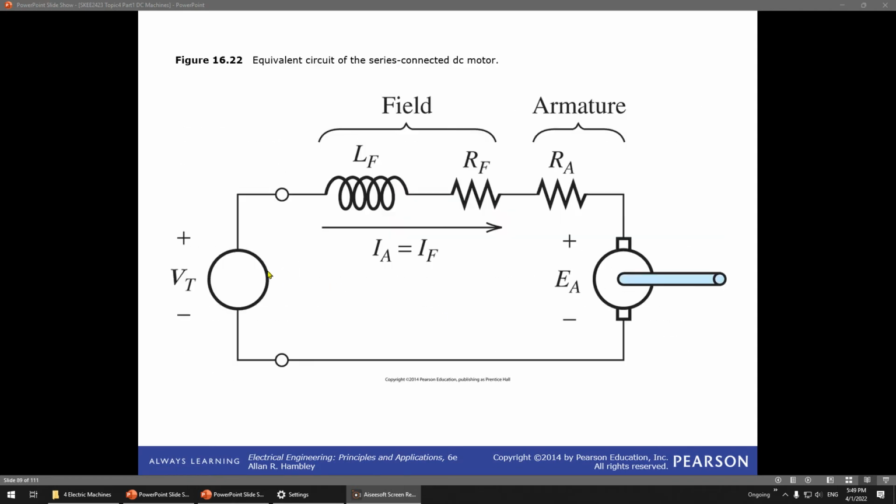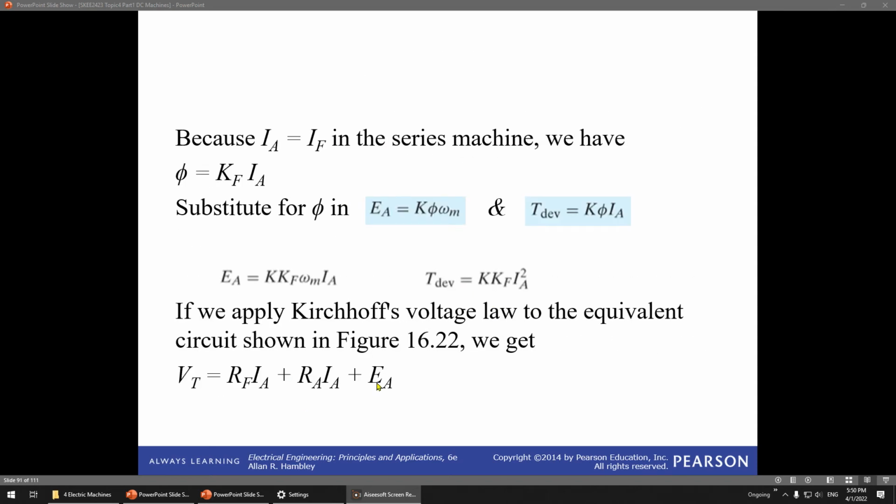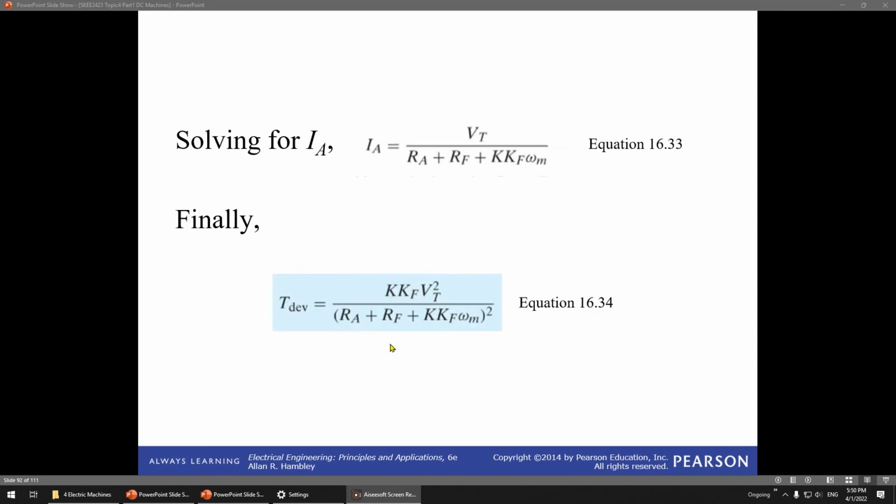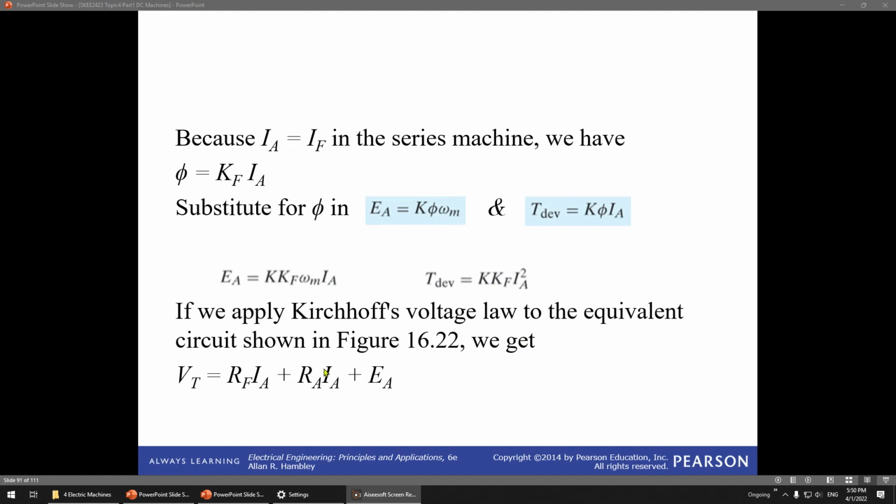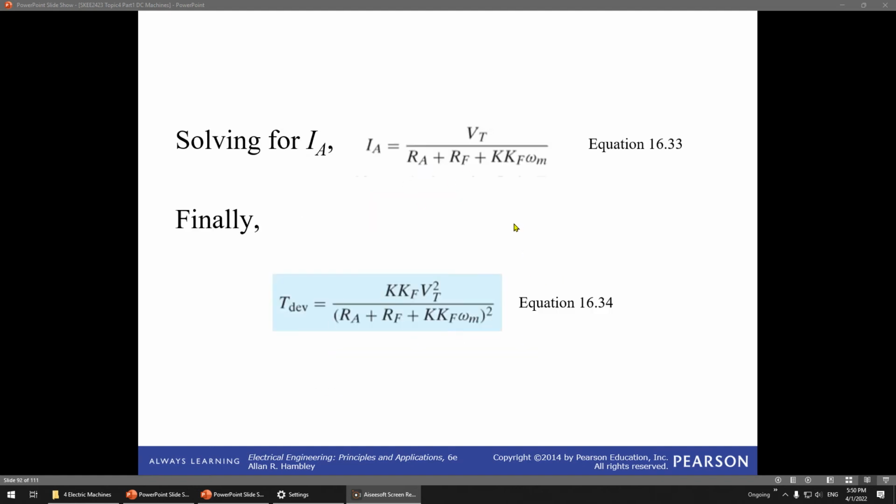Okay, so just do a Kirchhoff voltage law here. You can see here, this is IA. Assume that this is all IA. So the resistance, this is just RF IA, RA IA, and then plus EA. Solving this, you make IA at this one location. So you can see here, IA is equal to VT divided by RA, RF, and KF, WM.